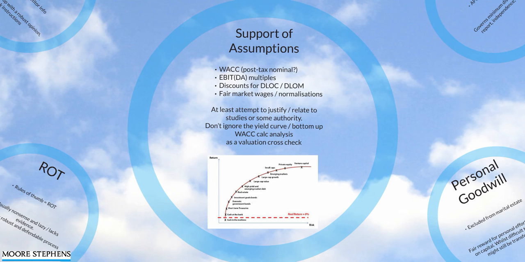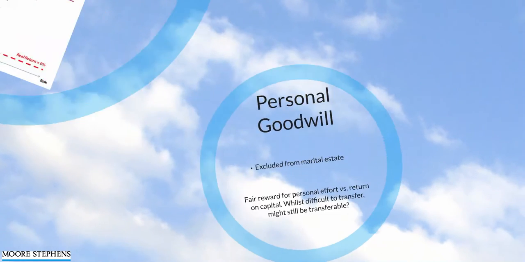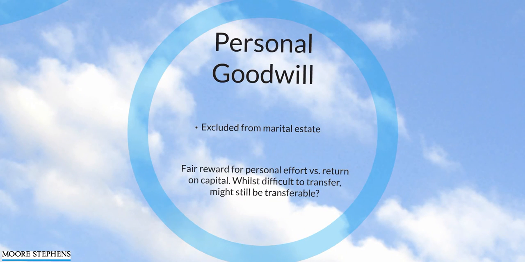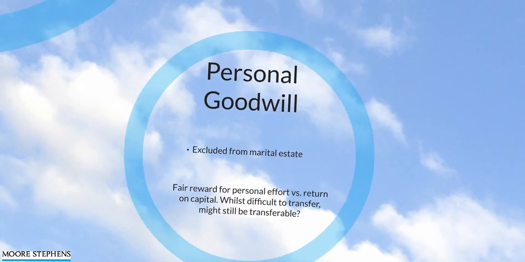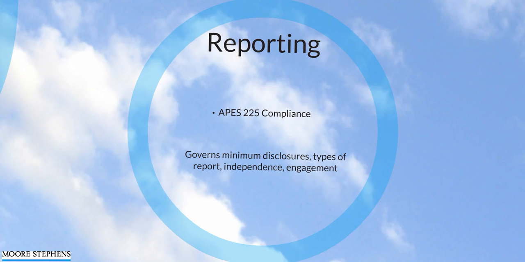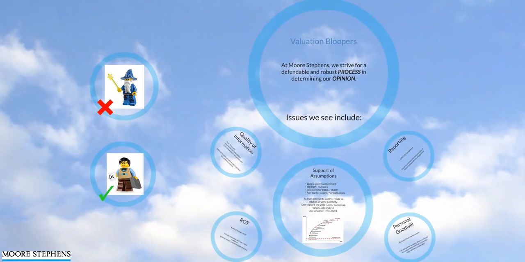We also try to have a view as to where the business we are valuing is likely to sit on the risk-return yield curve as a valuation cross-check. Another issue is confusion of personal goodwill versus business goodwill. Personal goodwill is much harder to transfer. Also, reports not prepared in accordance with APES 225, our professional standard. A good valuation should be less wizardry and more sober, like this fellow here.